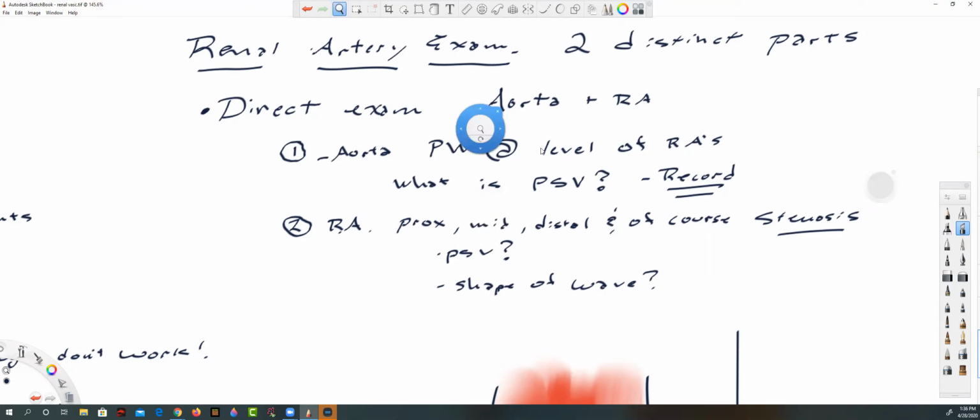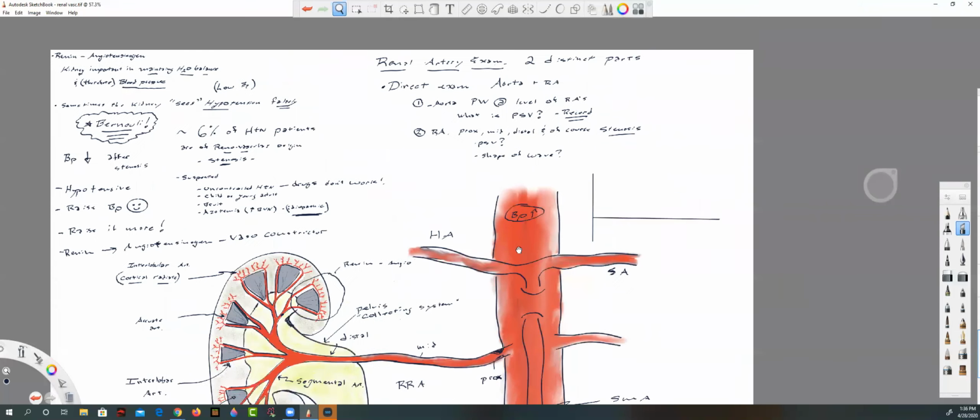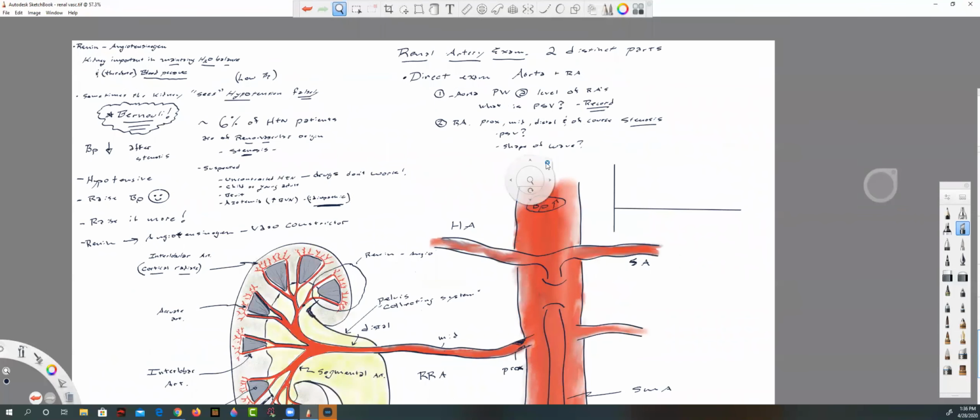So let me back up a little here. I'm going to give myself more room for the second part of the exam. So we do, at the level, I've got too much going on here, but if I were to draw just a tiny little symbol, that's a symbol that I'm doing a pulse wave here, so that's my aorta.